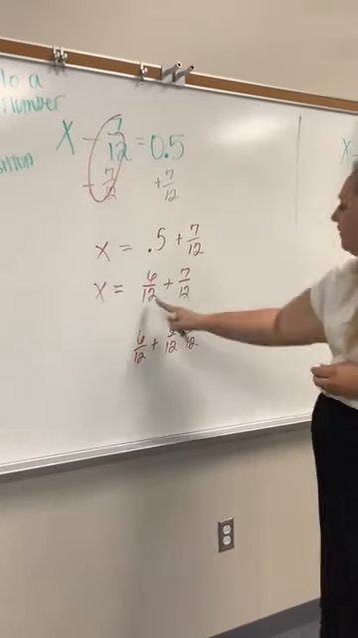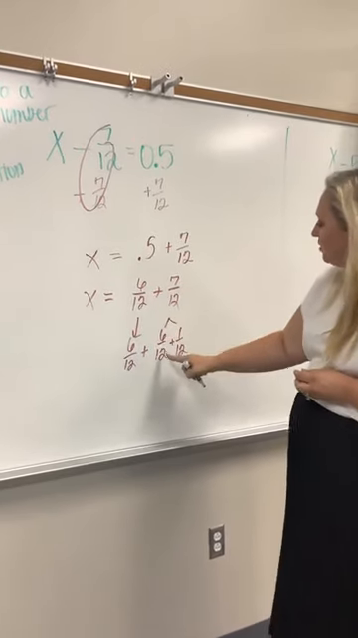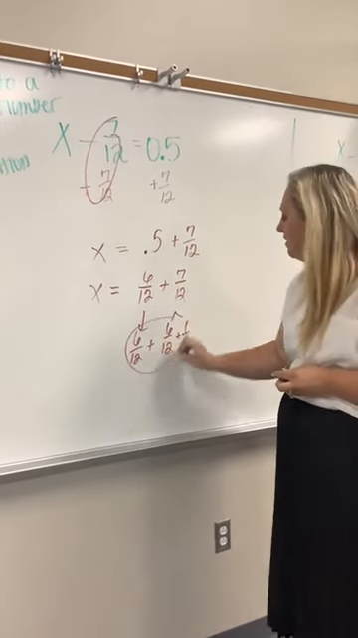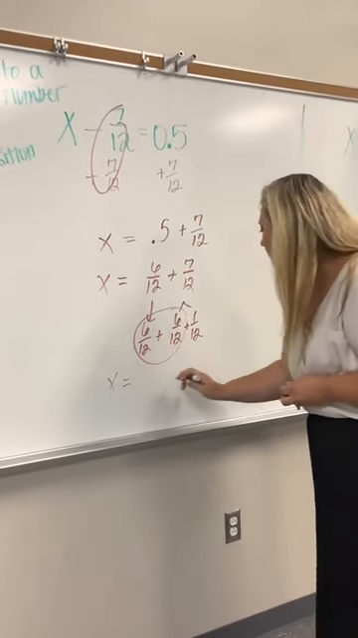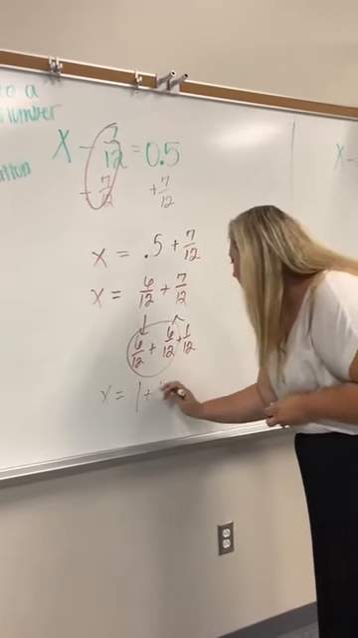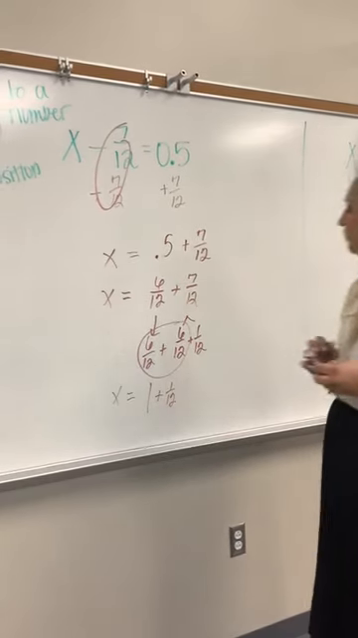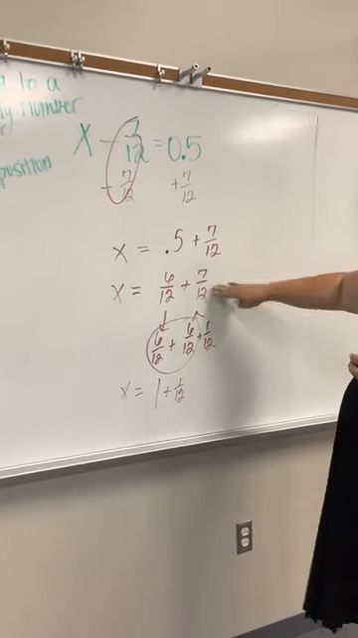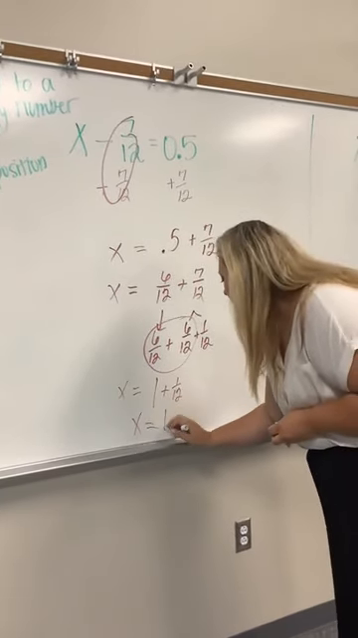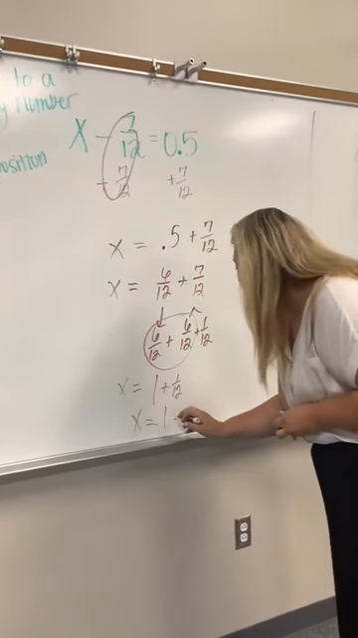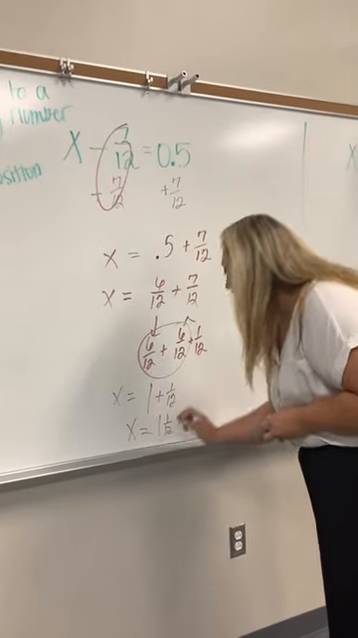So then I can find that friendly number. So this 6/12 plus the 6/12 inside my 7/12 will make that one whole. So then I have another equivalent equation. That 1 plus 1/12 is the same thing as I have here. So that helps us simplify that expression, where it makes the equation x equals 1 and 1/12.